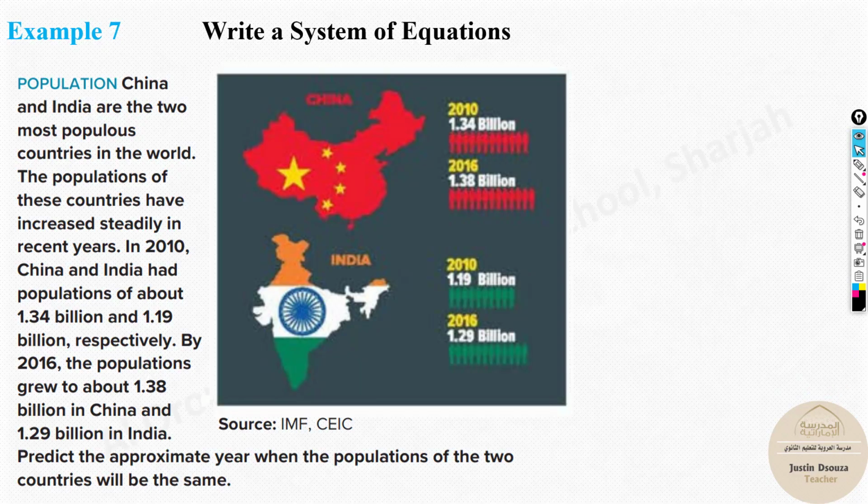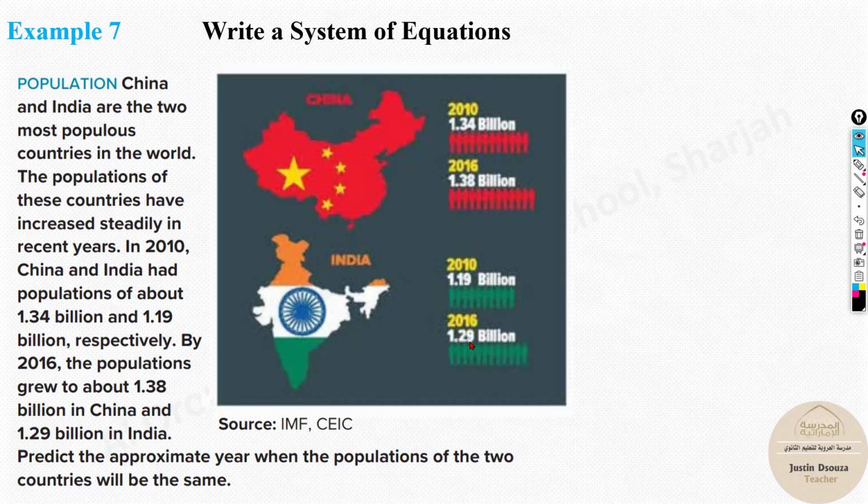Here we have a real world problem that is about population. China and India are the two most populous countries in the world. The population of these countries have increased steadily in recent years. In 2010, China and India had populations of about 1.34 billion and 1.19 billion, respectively. By 2016, they became 1.38 and 1.29. You can see the growth rate in India was very high.